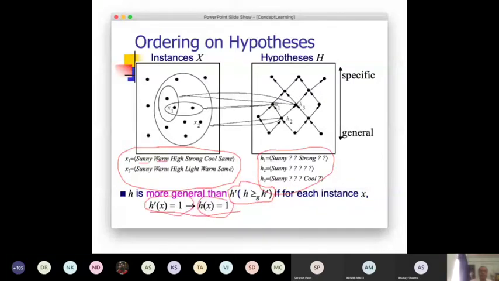Then you can place H here, and suppose this is H prime. So in the hypothesis space, you can have this particular kind of relationship. You can draw it. That is a schematic representation of the hypothesis space.